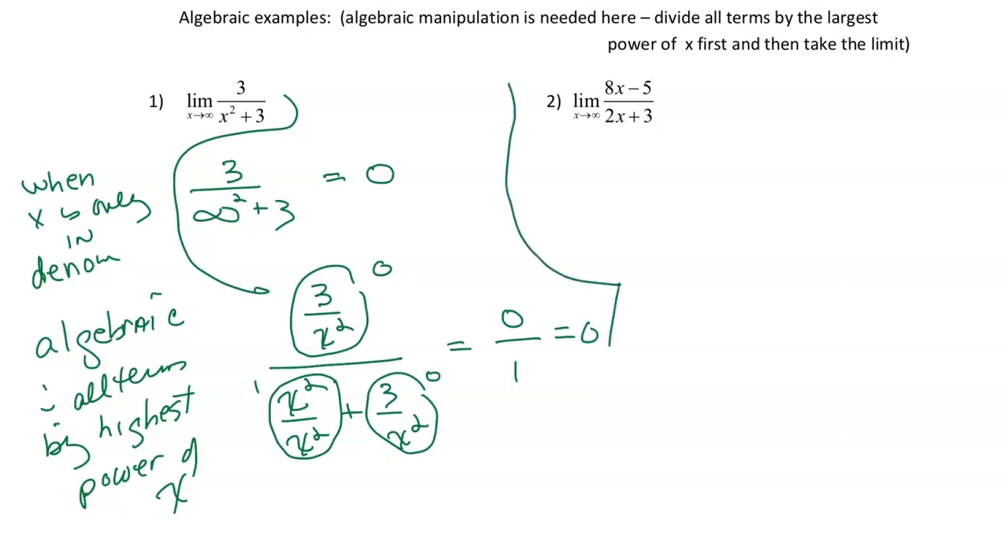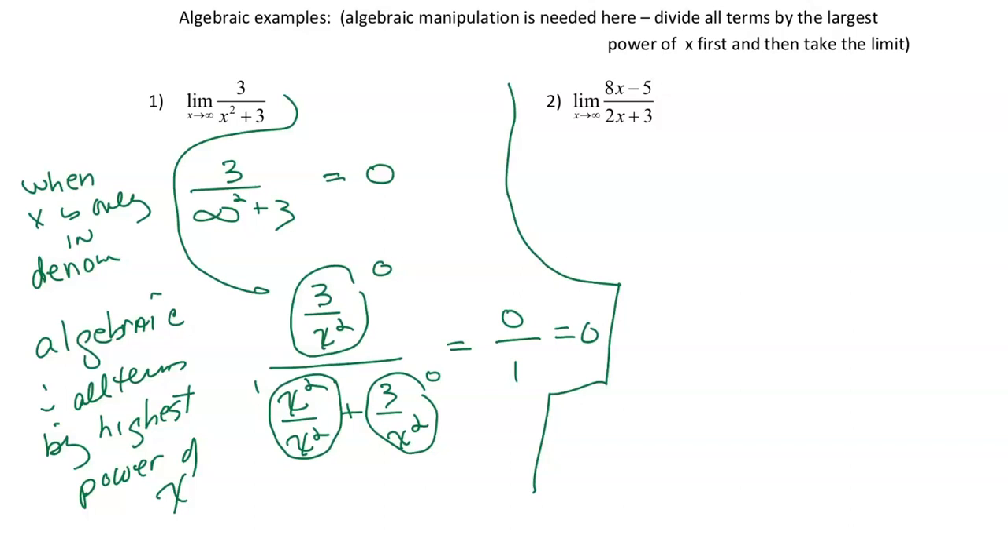theoretically. Okay, look at this one. For the second one, I have x in the numerator and the denominator. So having infinity over infinity doesn't really help me understand what's happening in the limit. So do our manipulation. That's divide each term by the highest power of x.